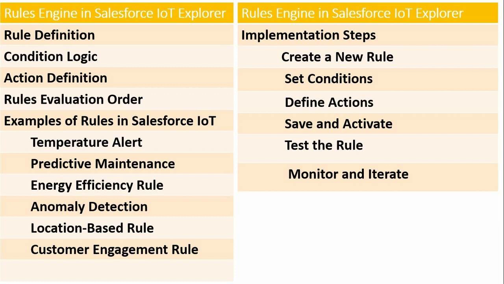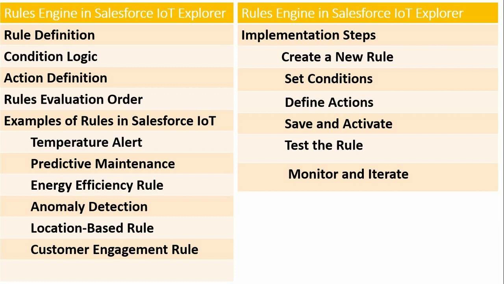Energy efficiency rule. Condition. If the energy consumption exceeds a predefined threshold during peak hours. Action. Dynamically adjust the operating parameters of connected devices to reduce energy consumption and send a report to the facilities management team.